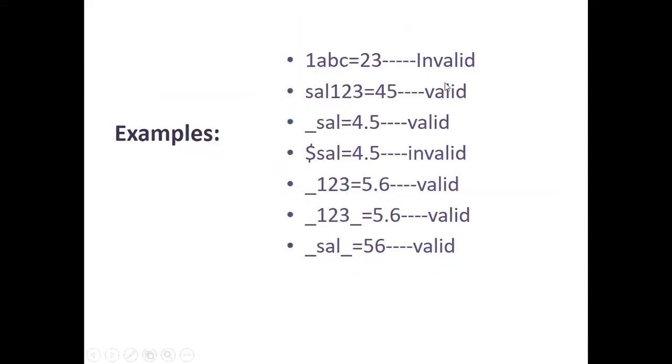See, I have given the examples here. 1ABC is equal to 23. I tried to write that and got invalid. If I write sal123 is equal to 45, that is valid. If I write _sal is equal to 4.5, that is valid. But if I write $sal is equal to 4.5, that will be invalid. So students, I have shown it with the help of examples.